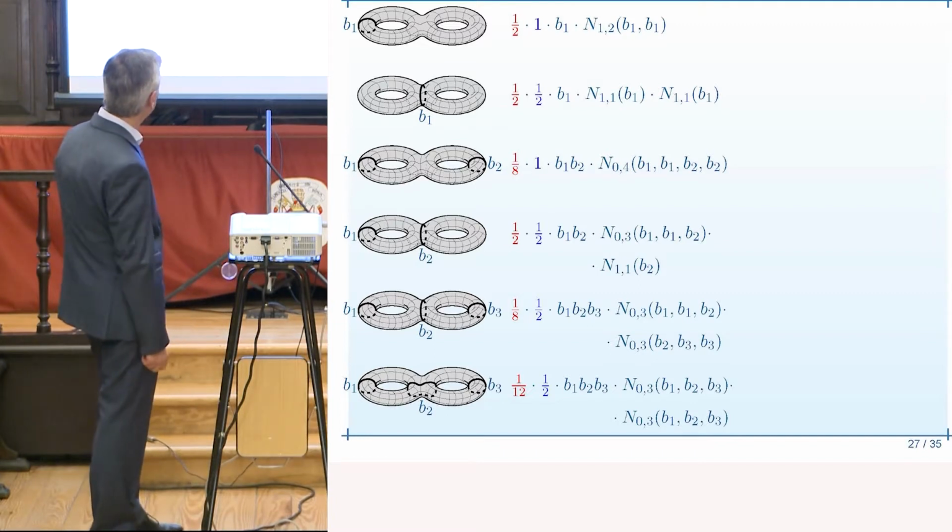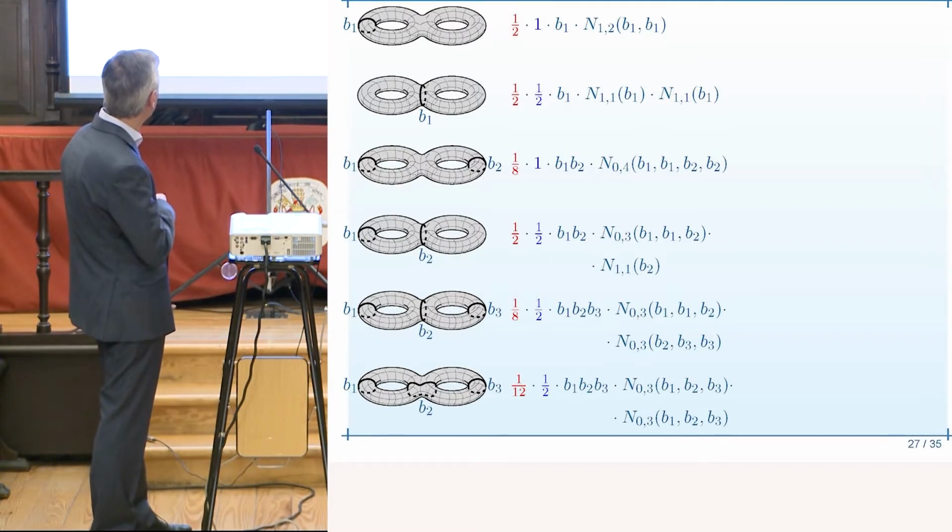Now, as soon as we have a structure like this, I can do the following. I cut the surface open. And for example, in this particular case, I get a surface of genus 1 with two boundary components, which would be of the same length b1. And I evaluate this polynomial. I multiply it by b1. And here there are two extra factors.